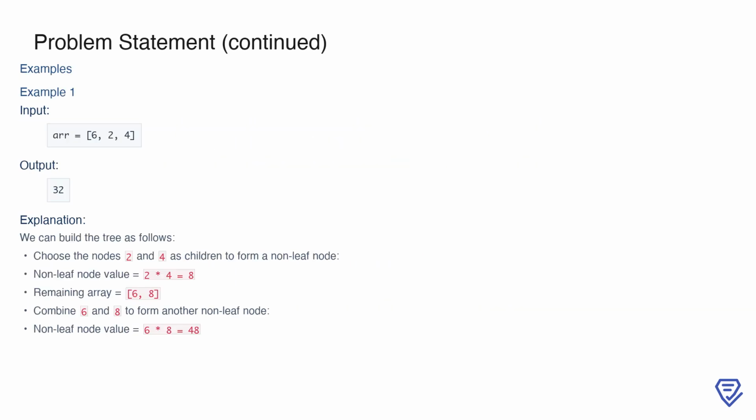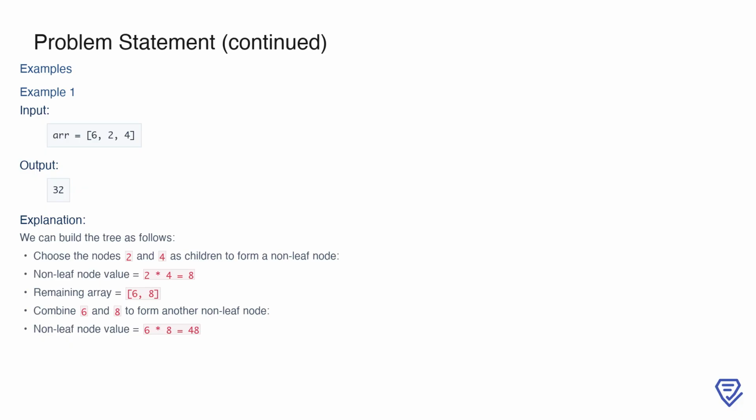Let's look at our first example to understand how the problem works. Suppose the input array is 6, 2, 4. To minimize the sum of non-leaf node values, we can build the tree as follows. First, we combine the leaf nodes 2 and 4 to create a non-leaf node. The value of this non-leaf node is calculated as 2 * 4 equals 8. After combining these two nodes, the remaining array becomes 6, 8.